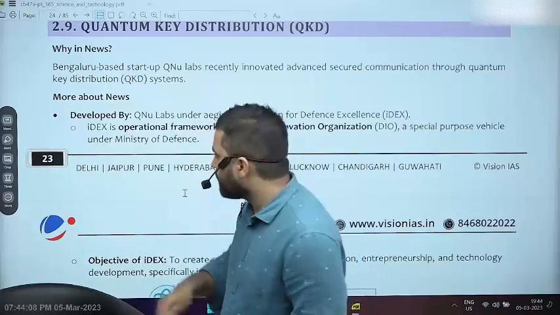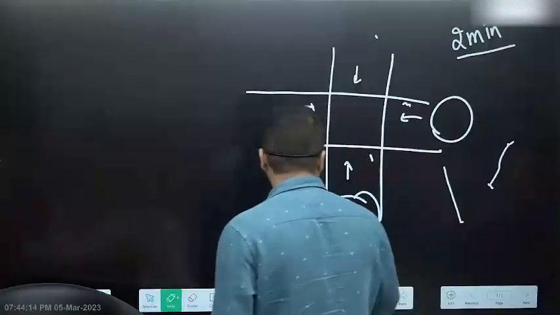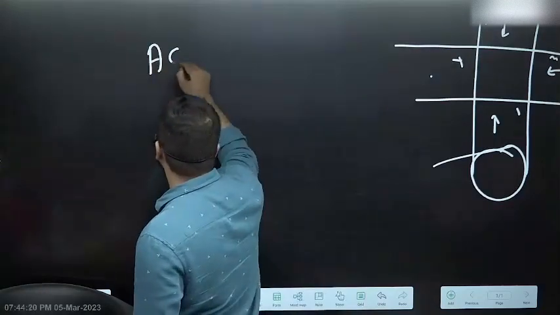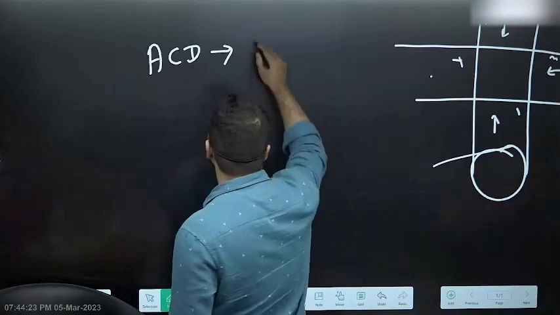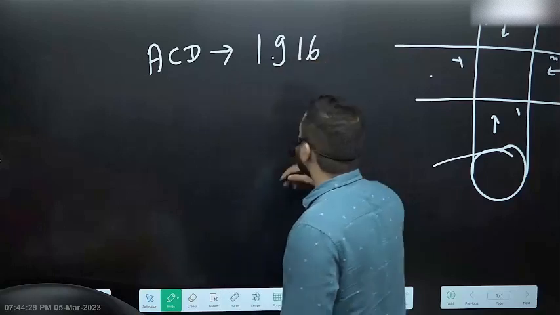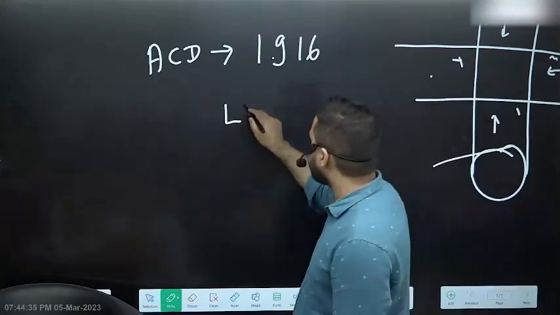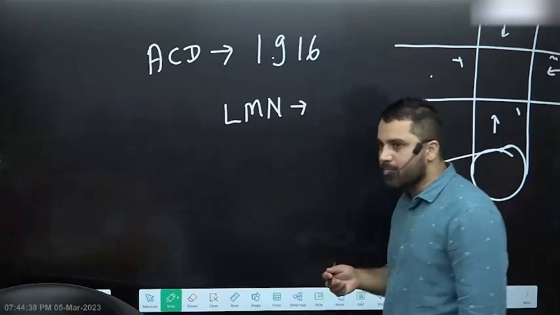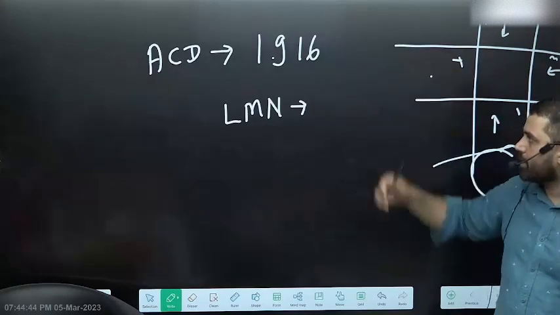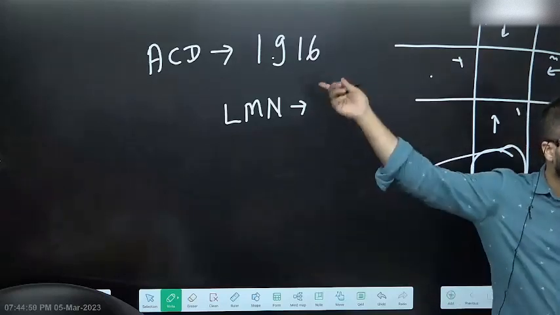Let me take a simple example. I wrote ACD like 1916, and I am asking you to write how I can write LMN. This type of question UPSC can ask, in CSAT there are such questions, where we take ABC or ACD and I have written it like 1916, and you have to write down what LMN will be. Can you find out what the encryption is here?